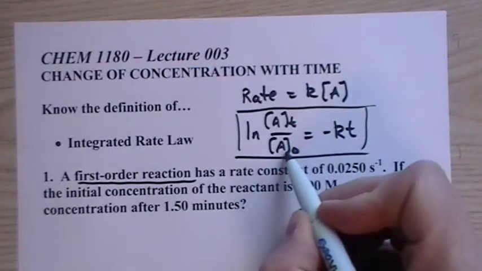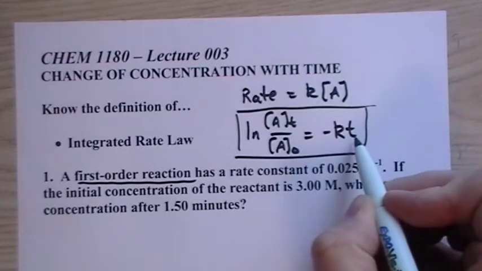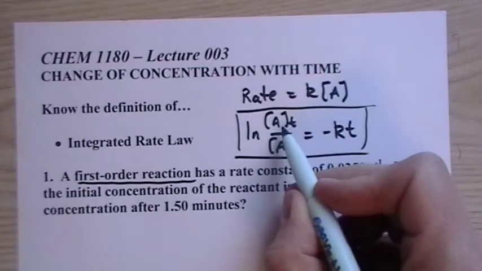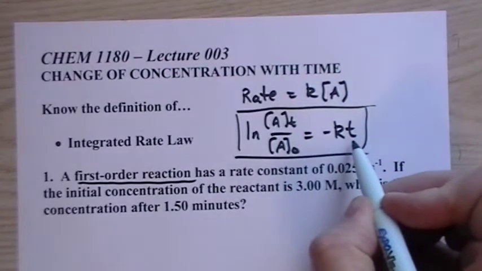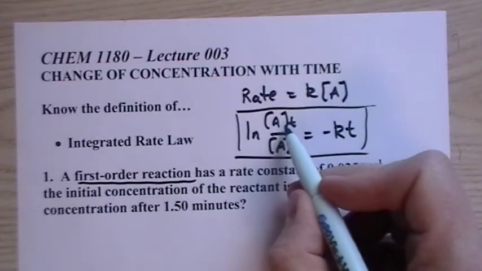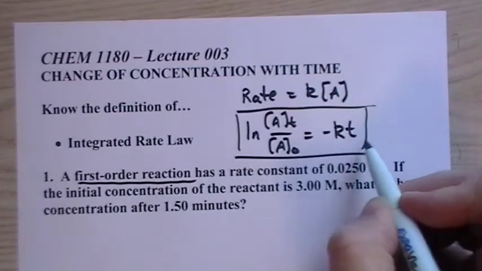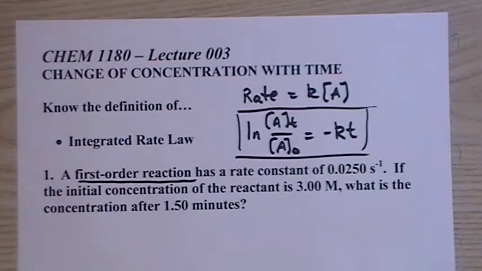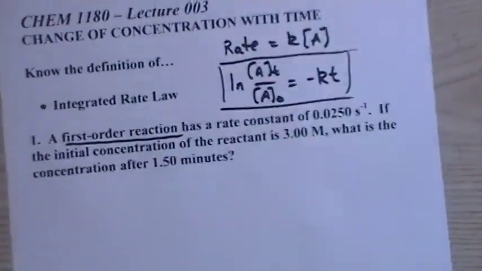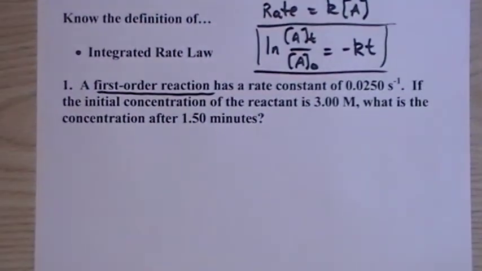So if we know what we start with, and we know K, we can determine what concentration of the reactant is left over after a certain time. If we know what we started with, what we ended with in concentration, and we know K, we can find how long it took. So it's the relationship between concentration and time. Very useful when we're in a practical lab setting.